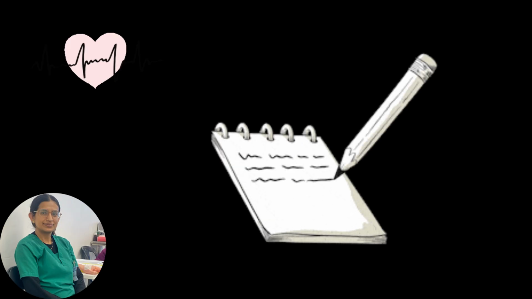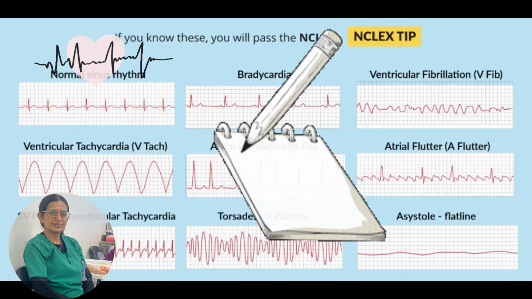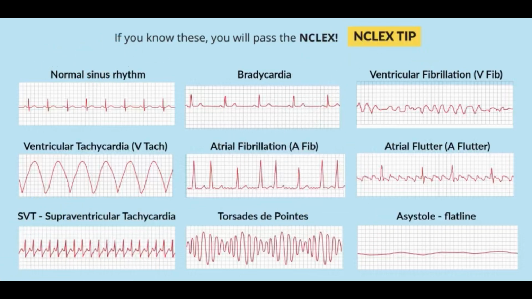So ECG basically helps you identify life-threatening conditions such as atrial fibrillation, ventricular tachycardia, ventricular fibrillation, heart block. ECG tells you whether the patient is stable or unstable, and whether the rhythm is shockable or non-shockable. So do we need CPR or defibrillation?